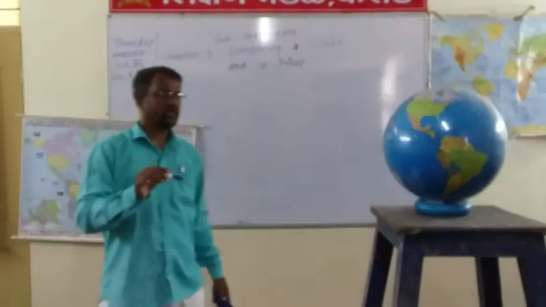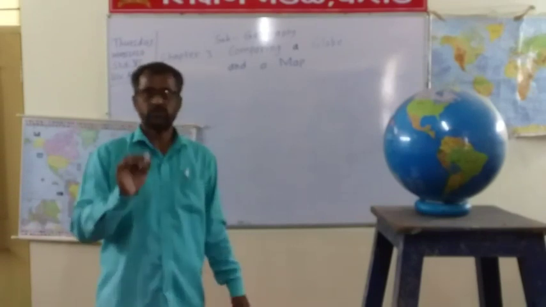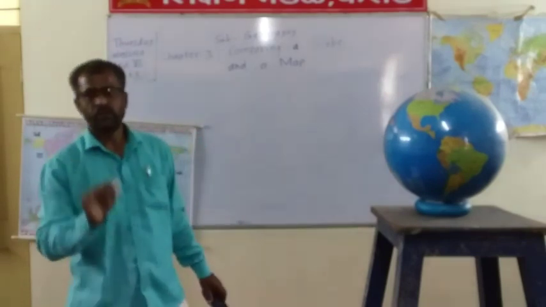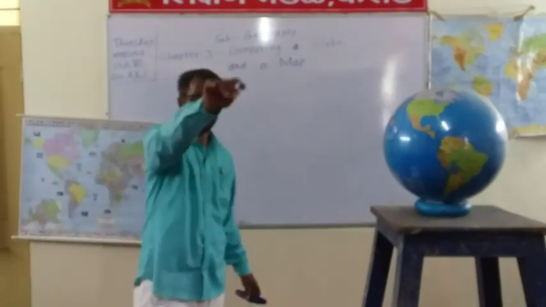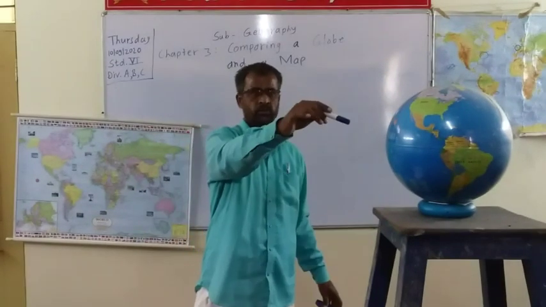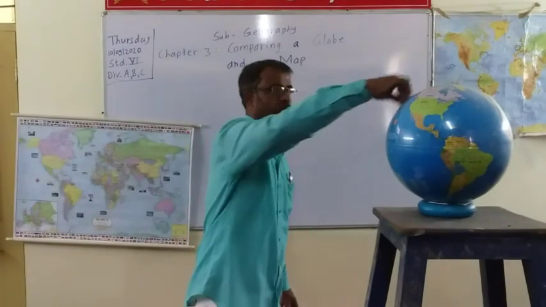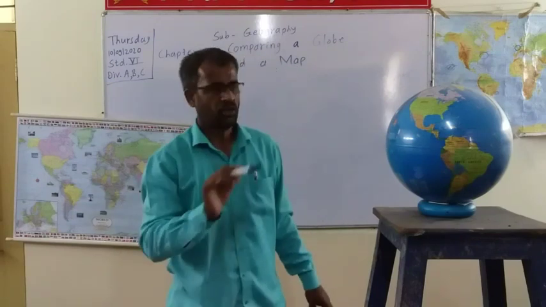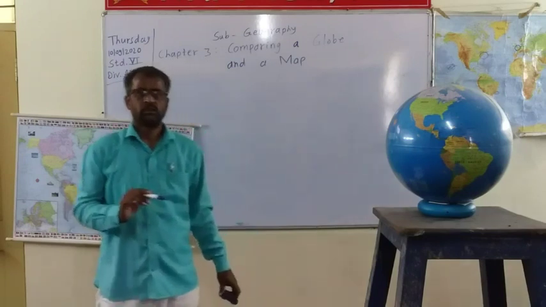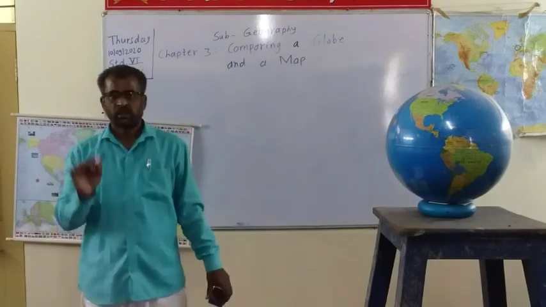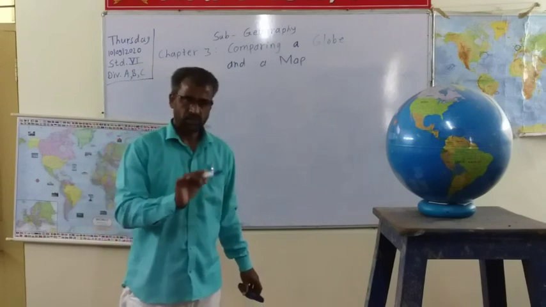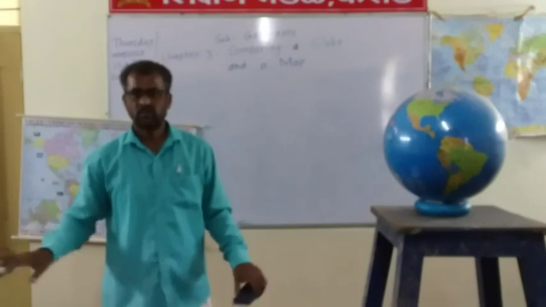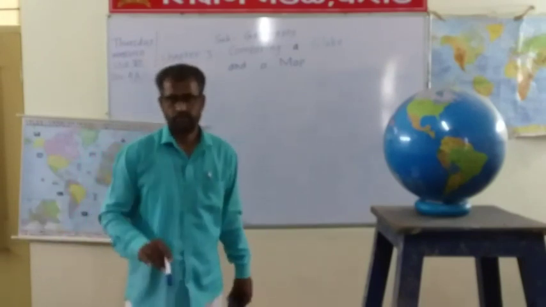Thus, we have noted that using this graticule system on a globe, one can describe the accurate location of a place on the surface of the earth. What is a globe? A globe is a spherical model. It is a duplicate model or a miniature model of the earth. Like a globe, can we use this graticule system on another device, like a flat device? Let us see.